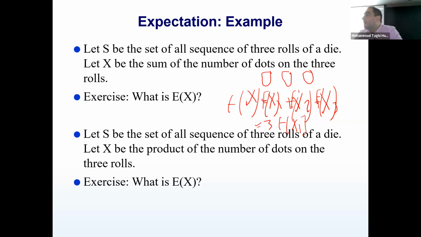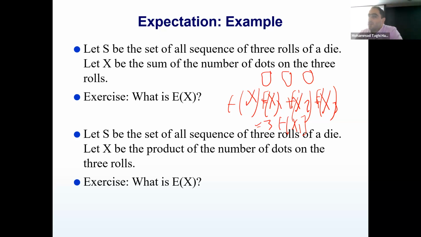Now, what is the expectation of X1? All of them have the same probability, so this is the empirical case. The number can be between 1 and 6, so it would be essentially the average of 1, 2, 3, 4, 5, 6.